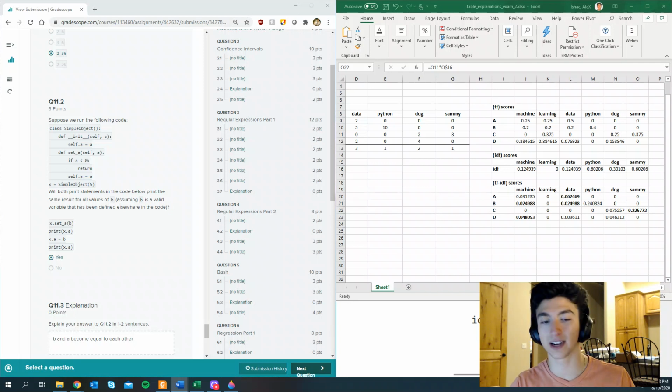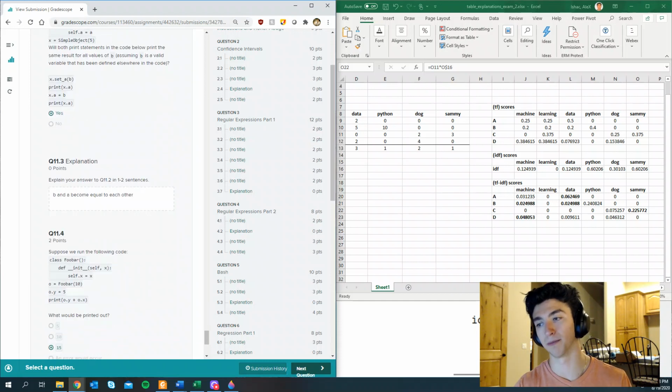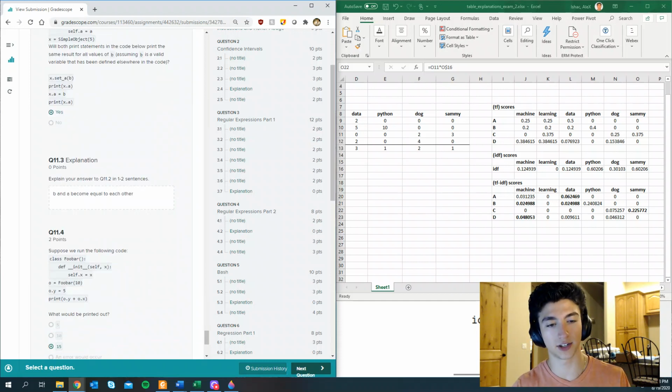If you take a look, for values less than 0, the first print statement will always print the integer 5, which is actually defined here, that a less than 0. So for integer values less than 0, the first print statement will always print the integer 5, which was passed to simple objects here in this line. So the answer is no. 11.3, already gave an explanation. Let's move on to 11.4.